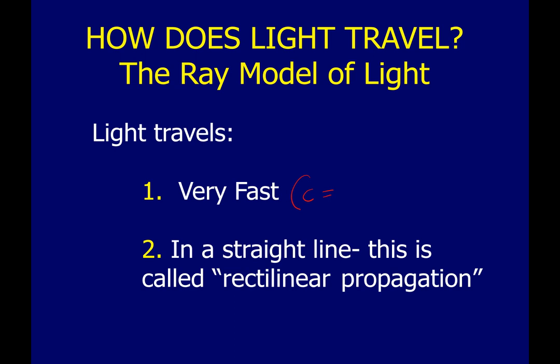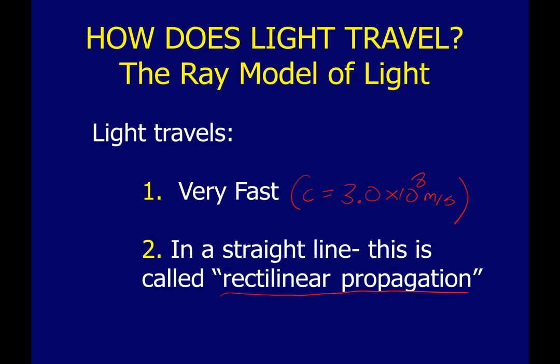It's 300 million meters per second, but I'm going to write that in scientific notation this time, which would be 3.0 times 10 to the power of 8 meters per second. That would be a 3 with 8 zeros on it. That was discussed briefly yesterday. But also, it travels in a straight line, and that's called rectilinear propagation of light.